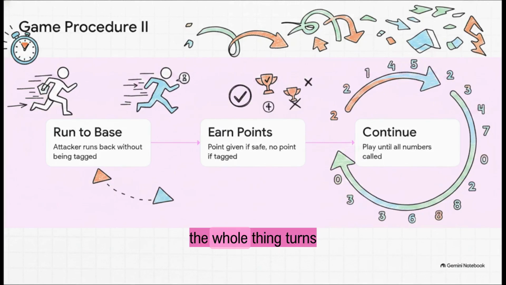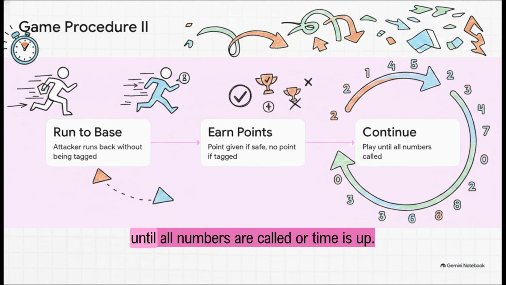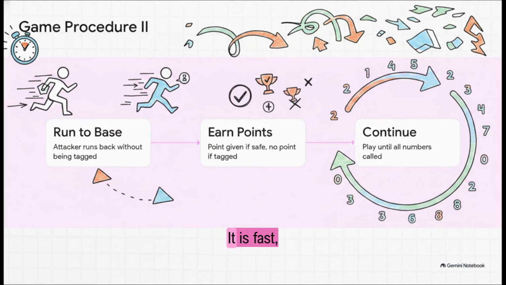Following that grab, the whole thing turns into a high-stakes chase. Step 4, the attacker runs to their base without being tagged. Step 5, if they make it safe, boom, their team earns a point. Step 6, if they get tagged, no point is given. And finally, Step 7, the game just keeps going, number by number, until all numbers are called or time is up. It is fast, frantic, and so much fun.